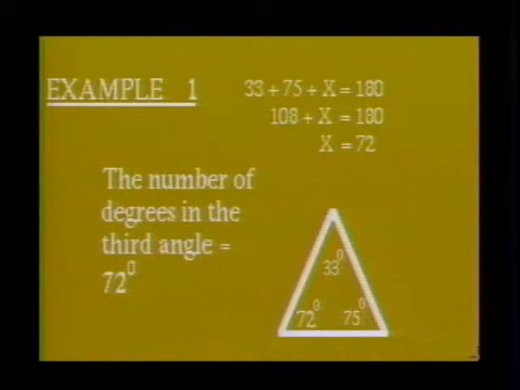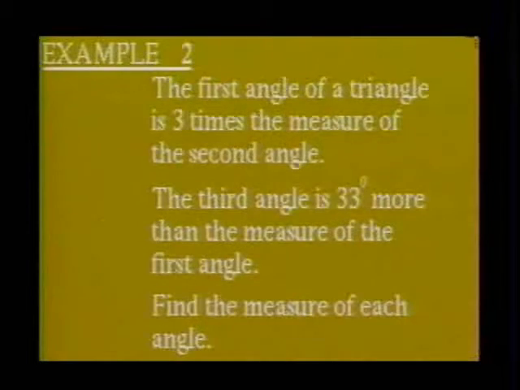We know that in any triangle, the sum of the measure of its interior angles is 180 degrees. Therefore, we can write the measure of angle 1 plus the measure of angle 2 plus the measure of angle 3 is equal to 180 degrees. Substituting in our values for the measurements, we have 33 plus 75 plus x is equal to 180. Solving for x, we get x is equal to 72. Thus, the number of degrees in the third angle is 72.